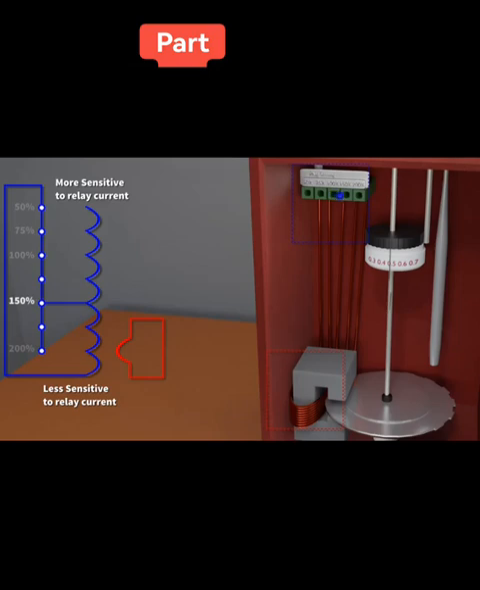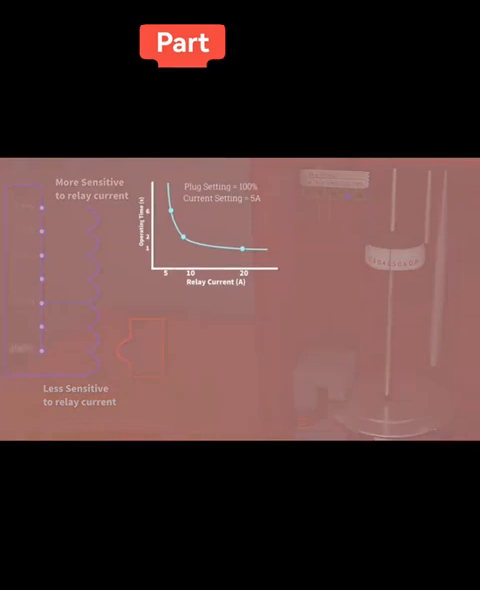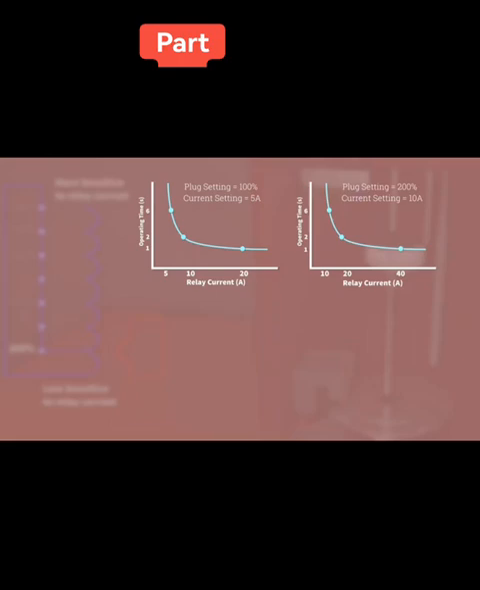For example, if you plug it on 100%, that's equivalent to 5 amps. And if you plug it to 200%, which means a 10 amp current setting, right? And if you plug it to 50%, that means you require only 2.5 amps to move the disk, right? So this is the sensitivity. So you need to configure it in a way that you understand what will happen when it comes to tripping. You can have a look here at your graph settings as well, as I've mentioned.